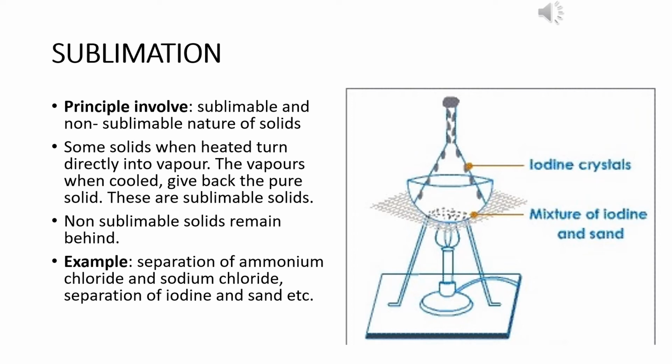So how can I separate it? I will take the mixture in a glass bowl and I will put a funnel on the top side of it, and will protect the end of the funnel with a piece of cotton. Now I will heat the mixture with the help of a Bunsen burner.